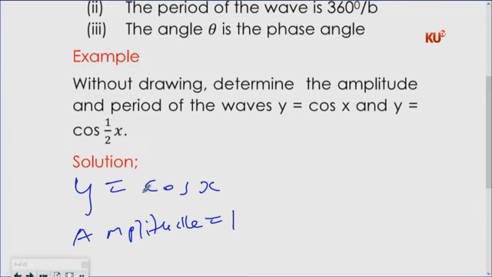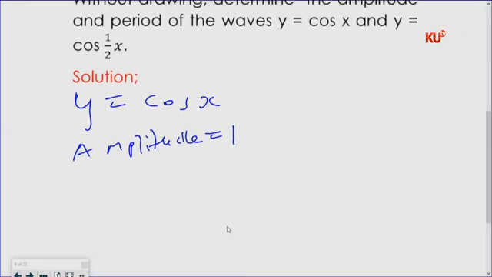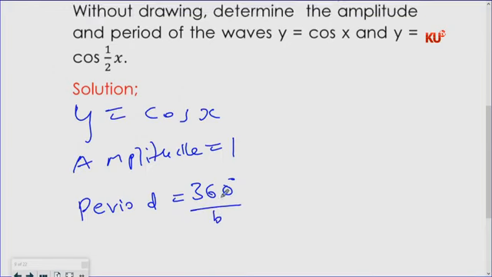For you to get the amplitude, I'm repeating again, you look at the coefficient of either cos or sine. In this case, the coefficient is 1. Then let's look at the period. I gave you the formula. Do you remember the formula? It is 360 degrees over b, and b is the coefficient of x. Before this x there is 1, because in math you can't write 1x, you just write x. So there is a 1 here that is silent.